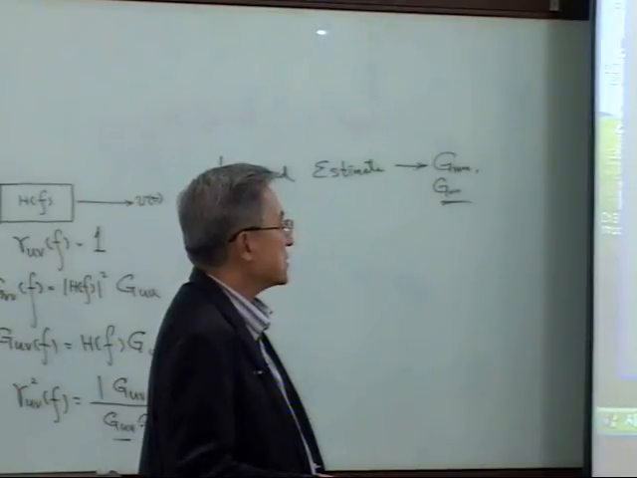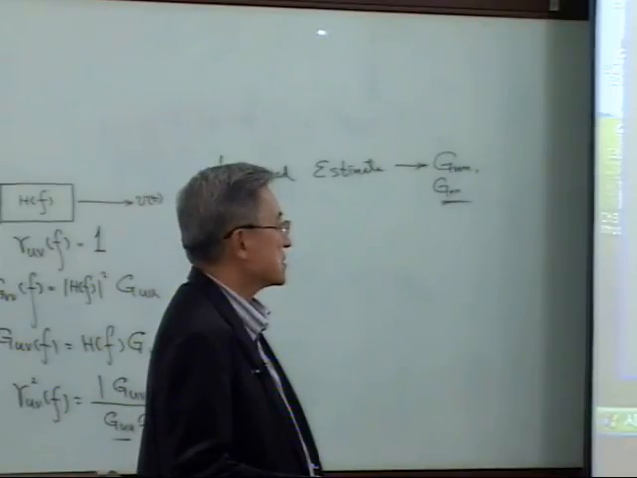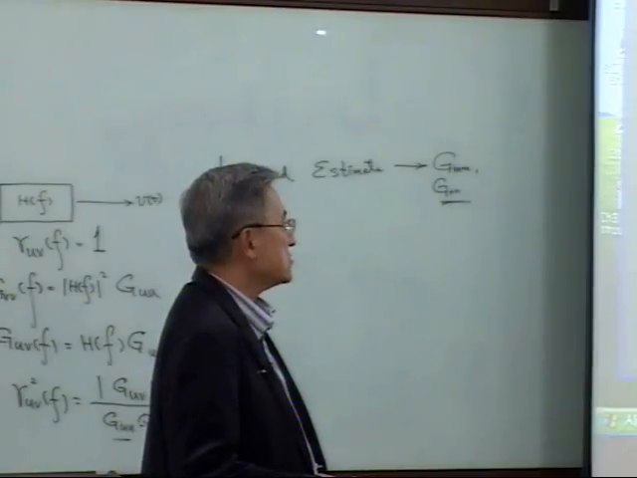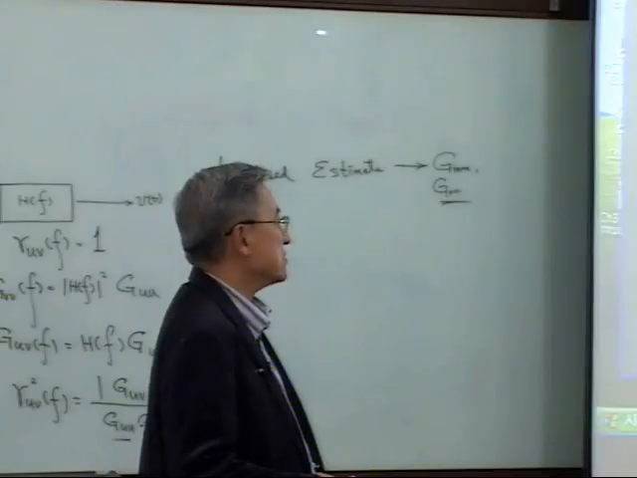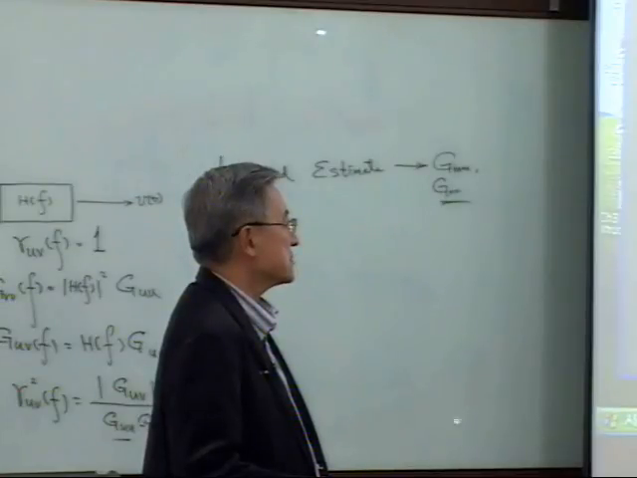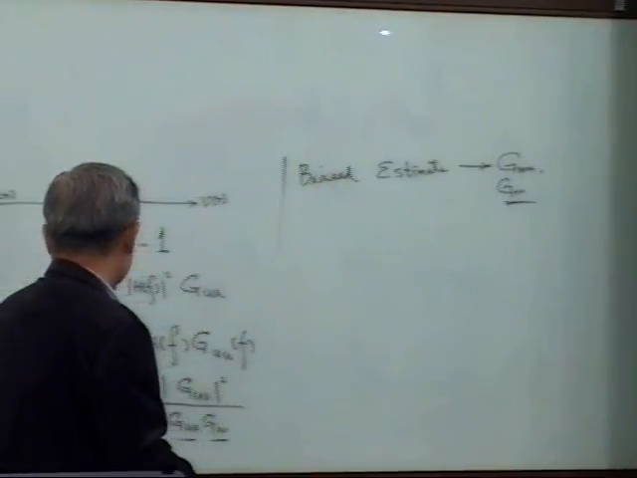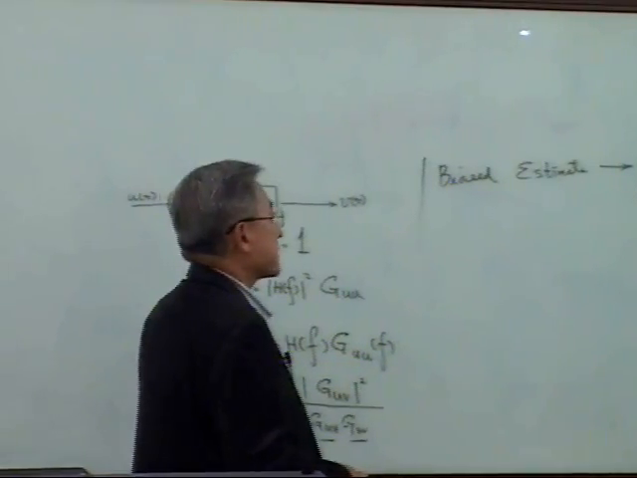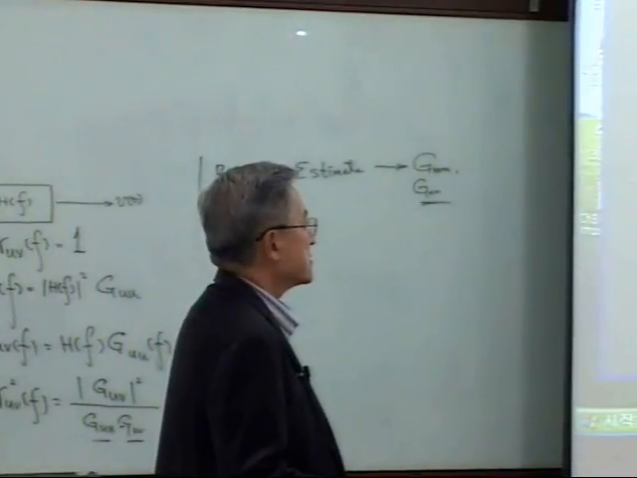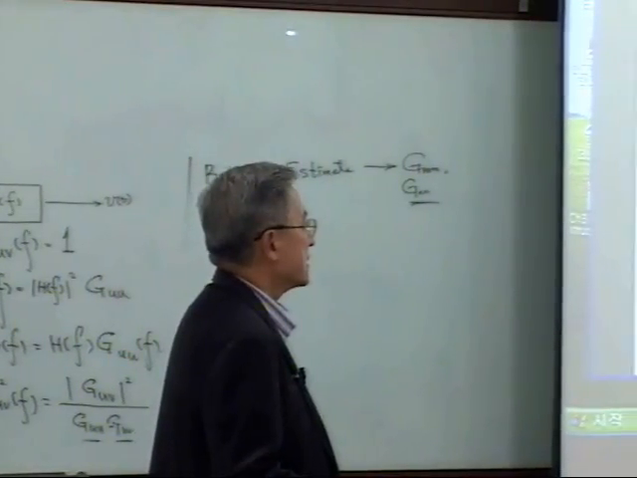H_C absolute is G_XY absolute over G_XX. You don't have to put the absolute here. In this expression, G_XY is equal to H_C times G_XX, same as shown over here. Then you get the phase and magnitude together. G_XX is this guy plus that guy.